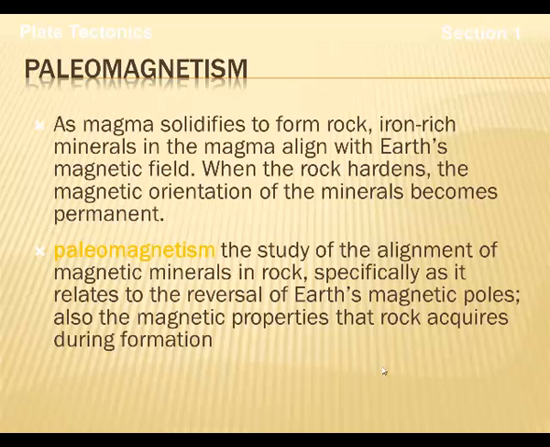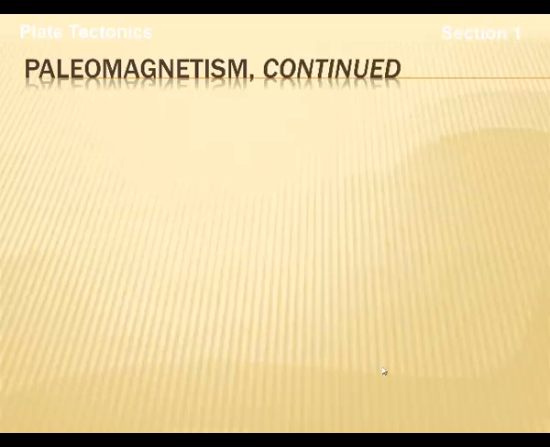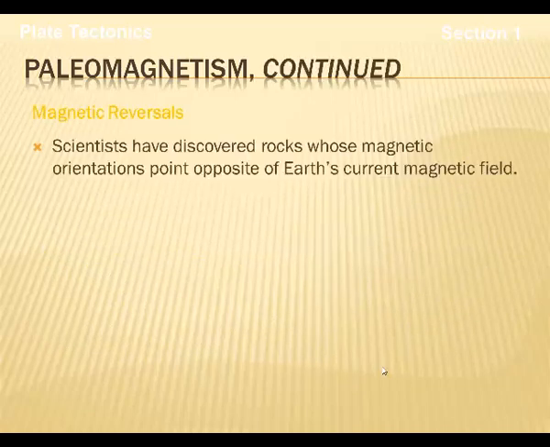But as scientists studied these rocks, they started to notice that there was actually a reversal in a lot of the rocks, and it actually ended up in a kind of banded layers away from that mid-ocean ridge. Scientists call this magnetic reversals. So they've discovered that there are rocks that have magnetic orientations that point opposite of our current magnetic field. So instead of those iron-rich materials aligning to the North Pole, it seems that they align to the South Pole.